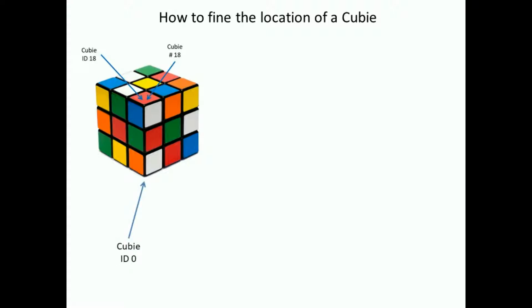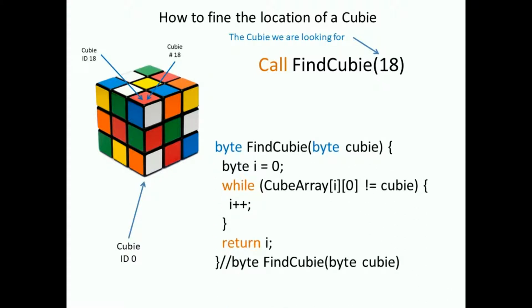Okay, well, we have another subroutine called find cubie. And in the brackets we have the number of the cubie that we're actually looking for. So cubie 18. Having a look at the code, because we started with the byte, when this terminates, it will return a value for us in bytes. Okay, so cubie 18, where are you? We start here, I will be 0.